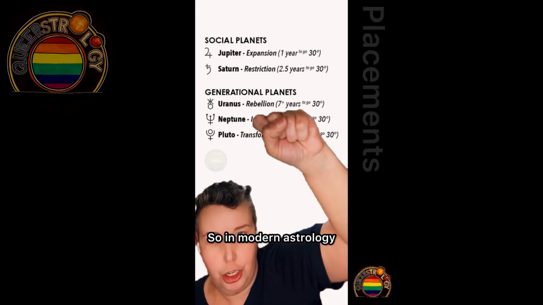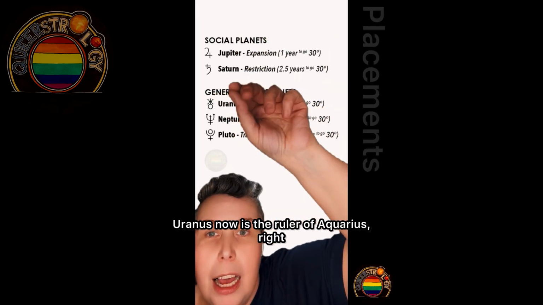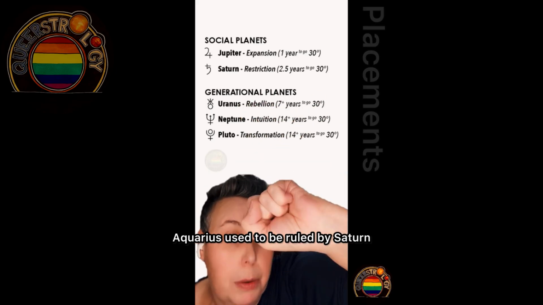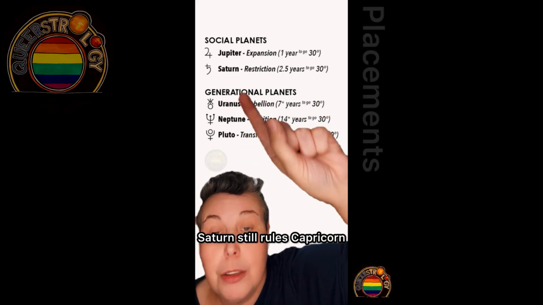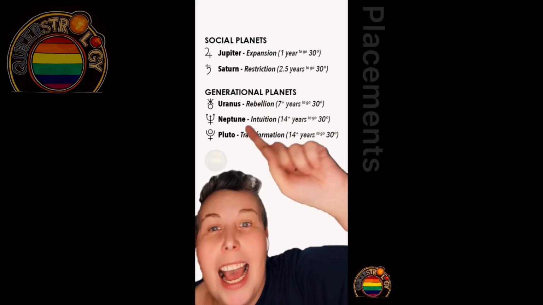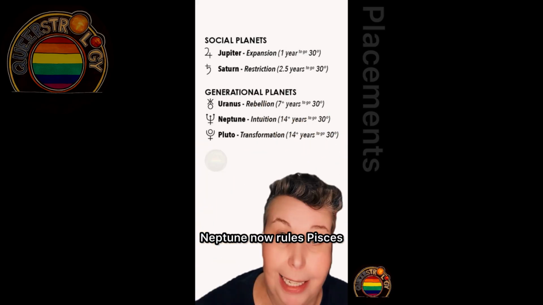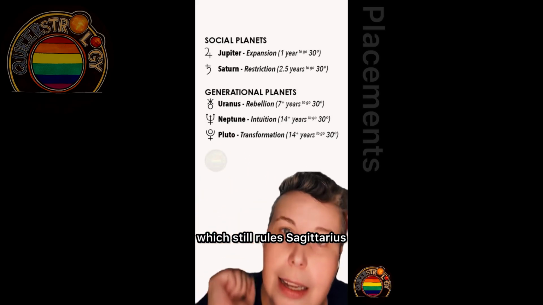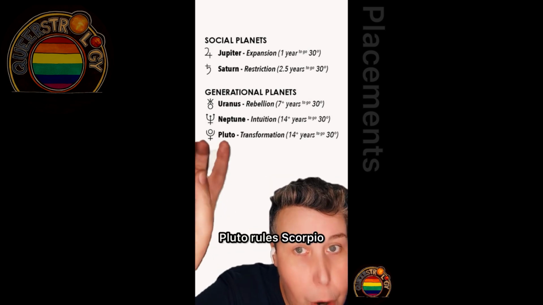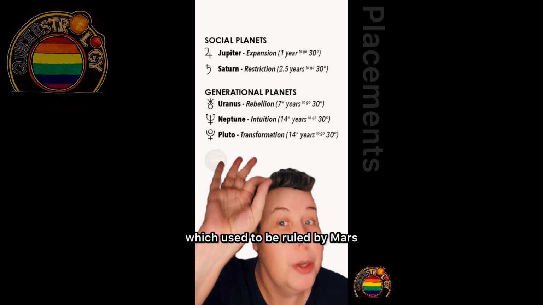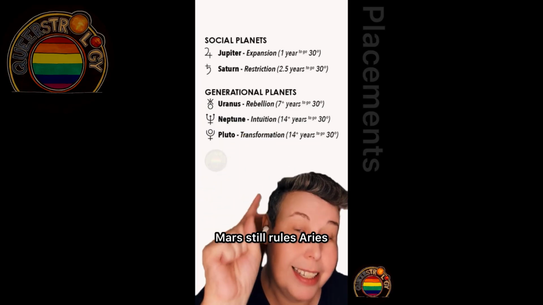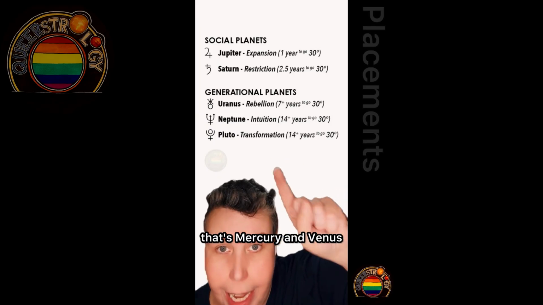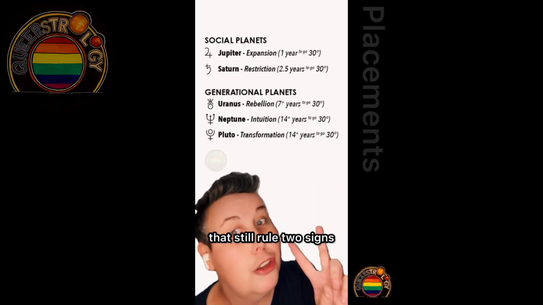So in modern astrology, Uranus now is the ruler of Aquarius, right? Aquarius used to be ruled by Saturn. Saturn still rules Capricorn. Neptune now rules Pisces. Pisces used to be ruled by Jupiter, which still rules Sagittarius. Pluto rules Scorpio, which used to be ruled by Mars. Mars still rules Aries. There's only 2 planets, Mercury and Venus, that still rule 2 signs.